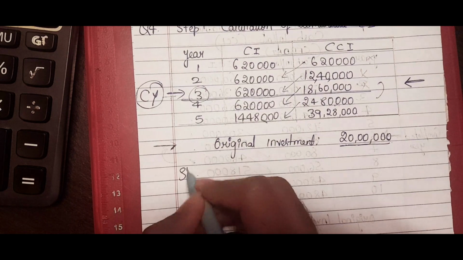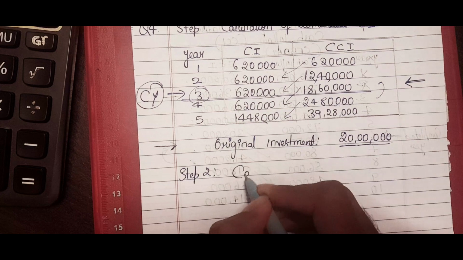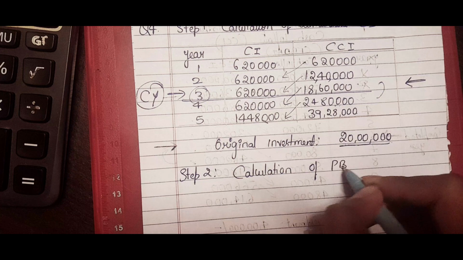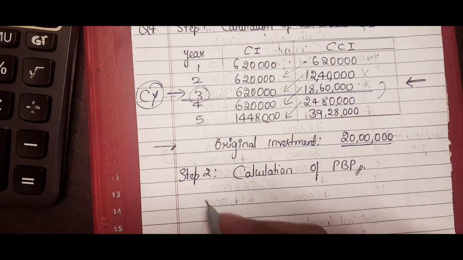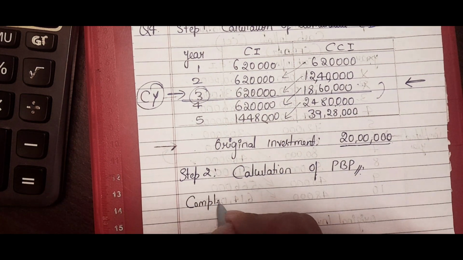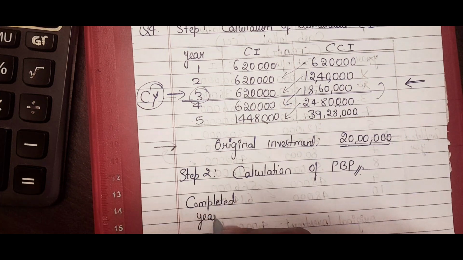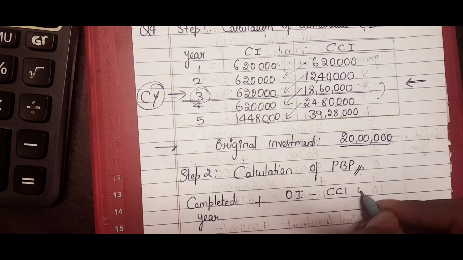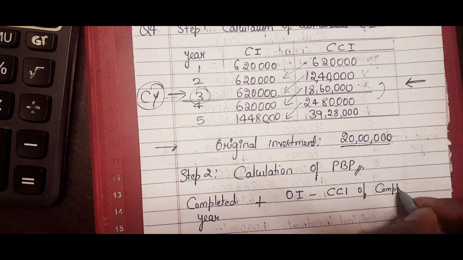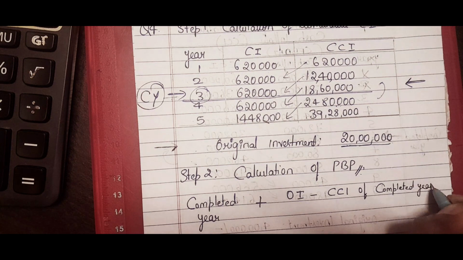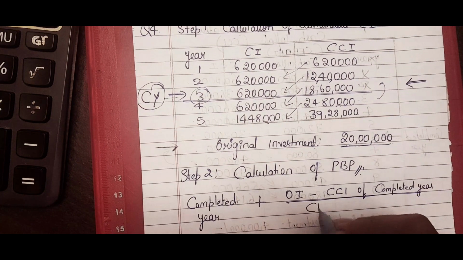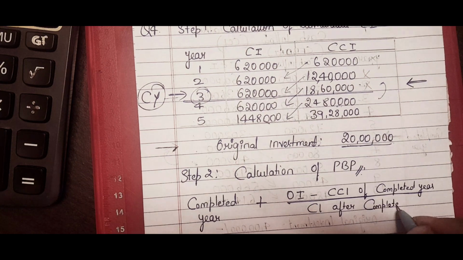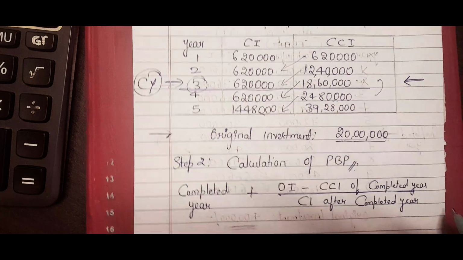Now let us solve step 2. Step 2 is calculation of PBP, which means payback period. What is the formula? The formula is completed year plus original investment minus cumulative cash inflow of completed year divided by cash inflow after completed year. After means the cash inflow of the year following the completed year.